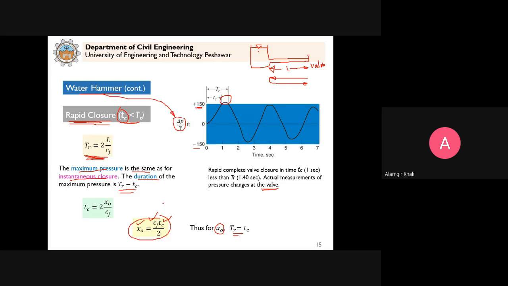And this X naught, for Cj and Tc by 2, is such that the round trip is equal to the time of closure. Clear? For this X naught, the return time is equal to the time of closure.